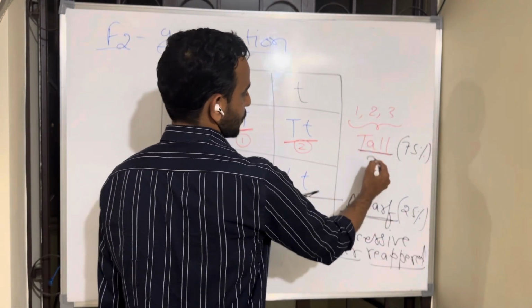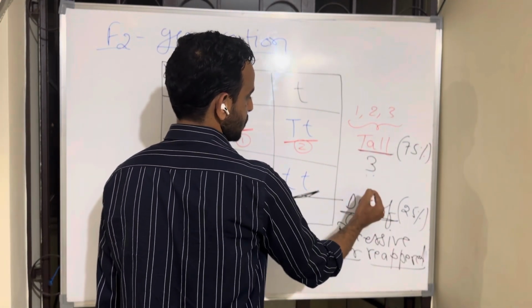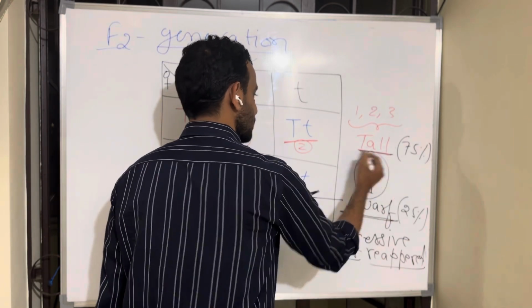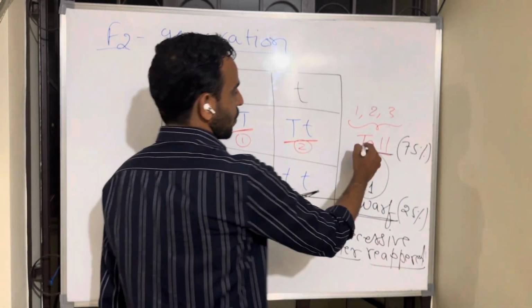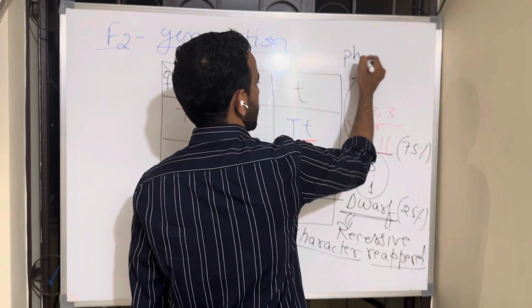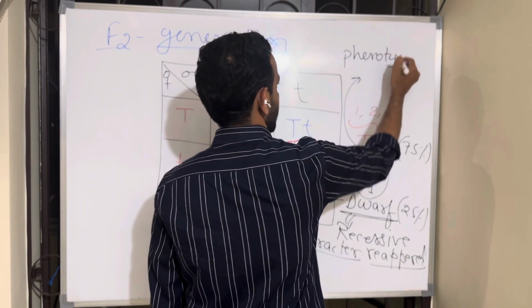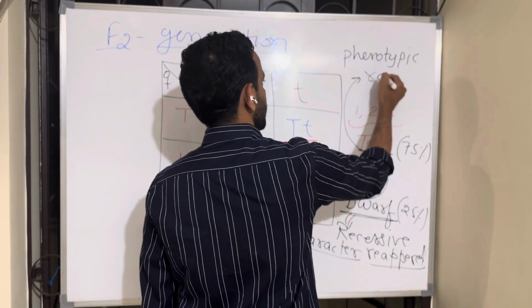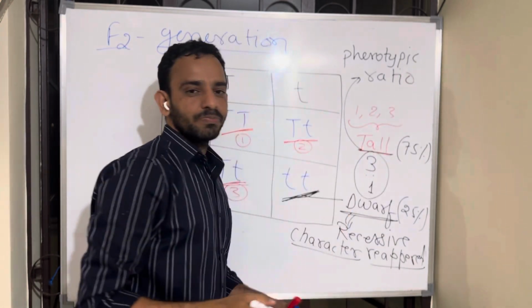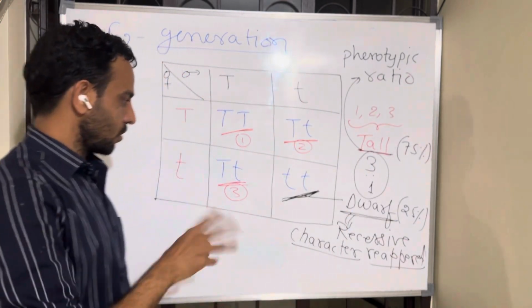So what is the ratio? It is a 3:1 ratio. In which ratio did he get this? A 3:1 ratio. So what is it called? This is called the phenotypic ratio, the phenotypic ratio of Mendel's monohybrid cross.